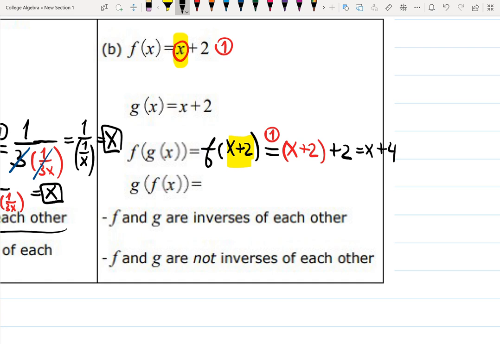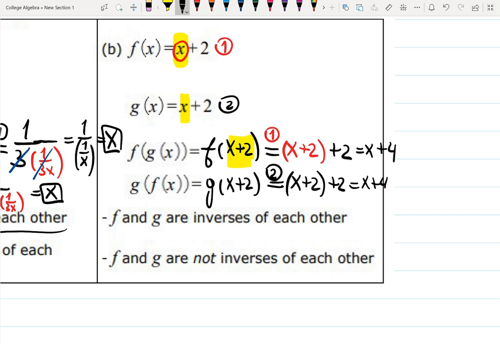Okay. Let's do the reverse process. G at x plus 2. The situation is the same, but now I'm using the second function, which is g. Here I have x plus 2. Instead of x, I will plug x plus 2, so I'll have x plus 2 plus 2, and it is x plus 4. So those two answers are the same, but they are not x. So they did not give me the original input. They gave me some kind of completely different result.